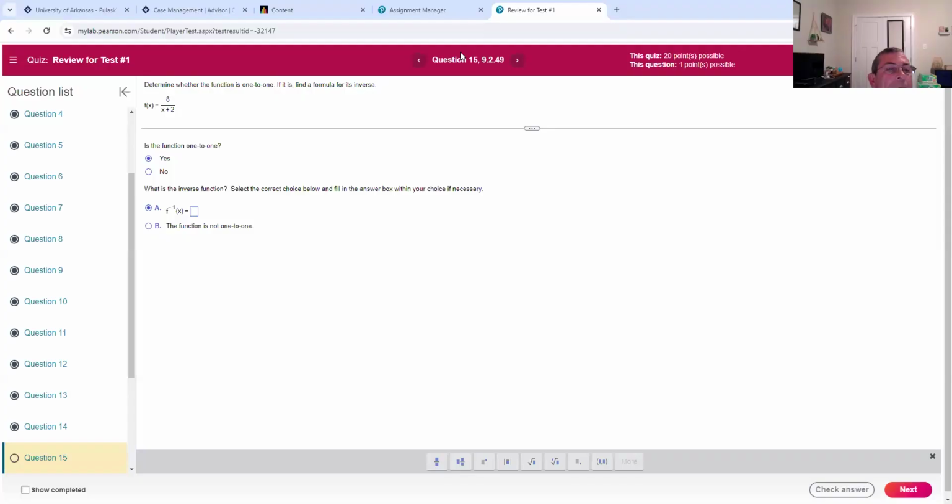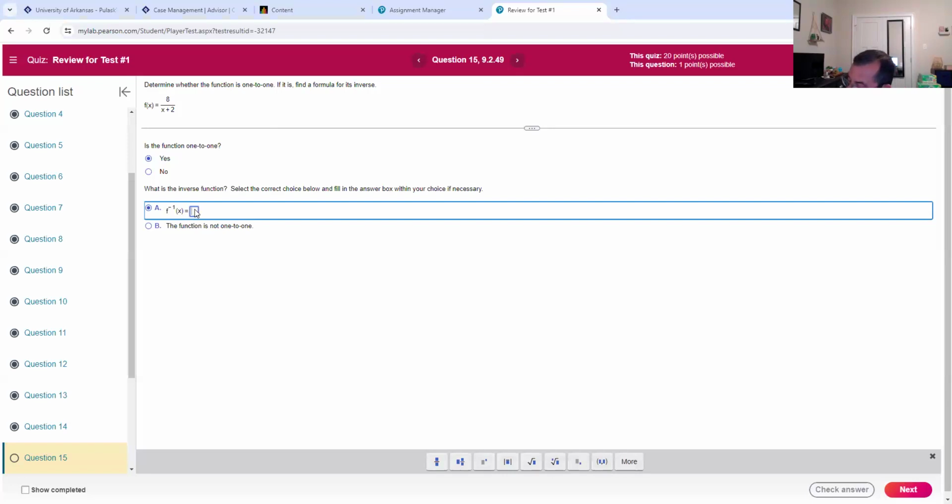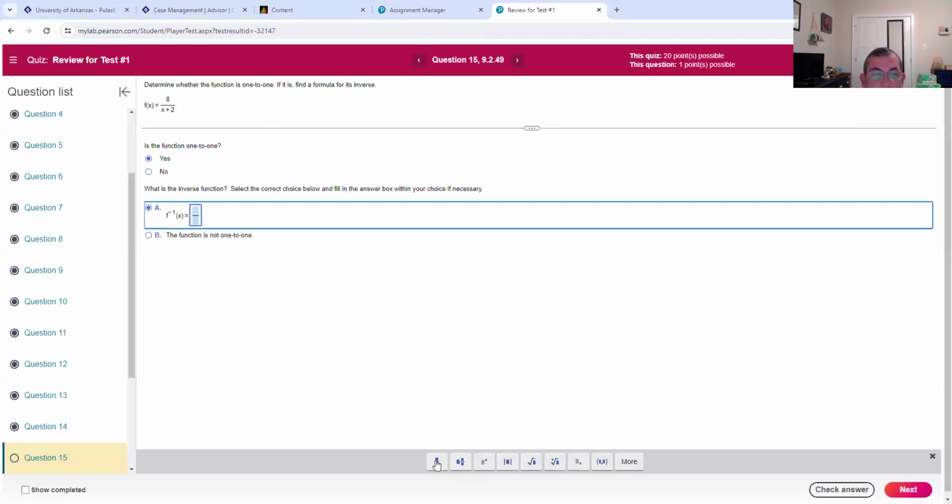if you notice here, they've got the f negative 1 of x. So we're going to put in our fraction, which was 8 over x, and then arrow out of that and put in a minus 2. Y'all, it's going to look really similar to that. It'll be something over x plus or minus some number on that, okay?